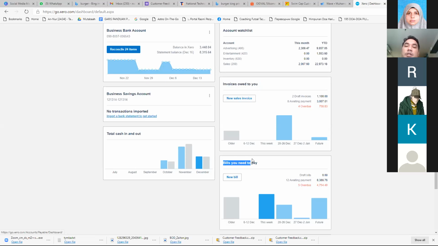How about bills you need to pay? Bills you need to pay is, for example, you want to start selling burgers, but you make credit terms with the burger patty provider. For example, you take about 20 packs of the burger patty. You said to them that you will pay them back in 2 weeks. So this is what we call the bills you need to pay.